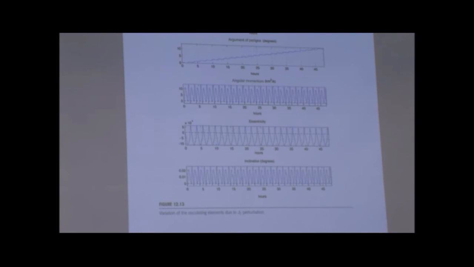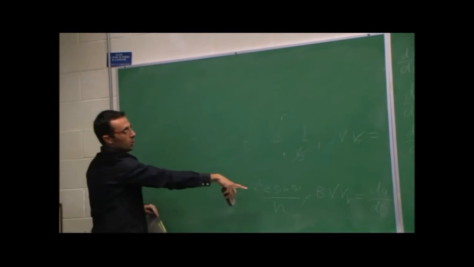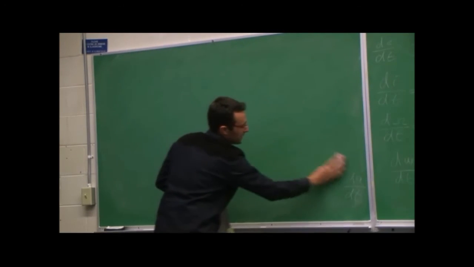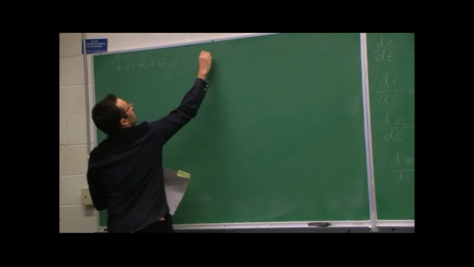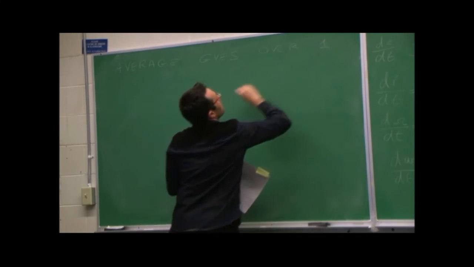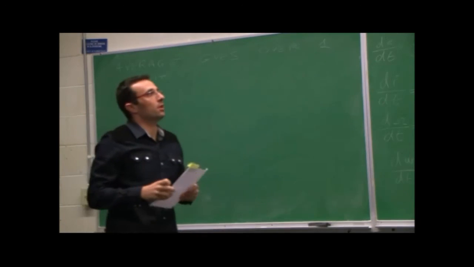And an interesting set of equations that people also look at are the averaged Gauss variational equations, where you basically don't want to see all the sines and cosines of the true anomaly. You want to get rid of that kind of behavior. And so if you were to average them over one orbit, you can get the average behavior of the Gauss variational equation.